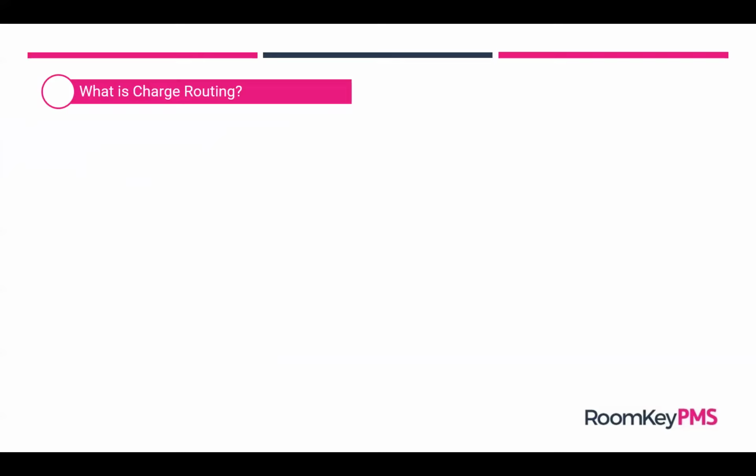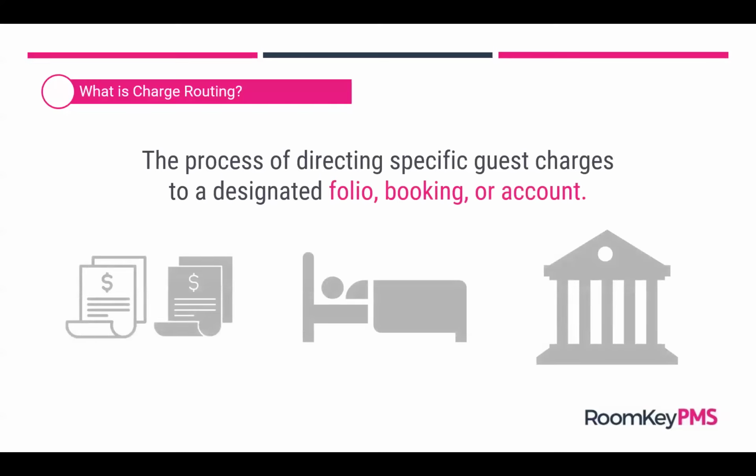Okay, so getting right into our topic for today, charge routing and routing charges across the property management software. I just wanted to take a moment to define what is charge routing. For Roomkey PMS users, it's the process of directing specific guest charges to a designated folio, a designated booking, or a designated account or city ledger account. So we've got a couple of different ways that we can route charges within the system.